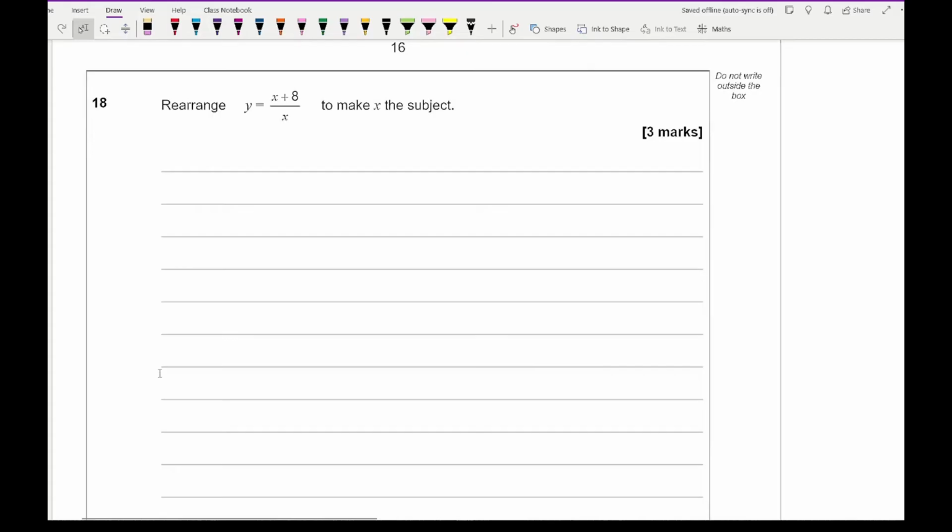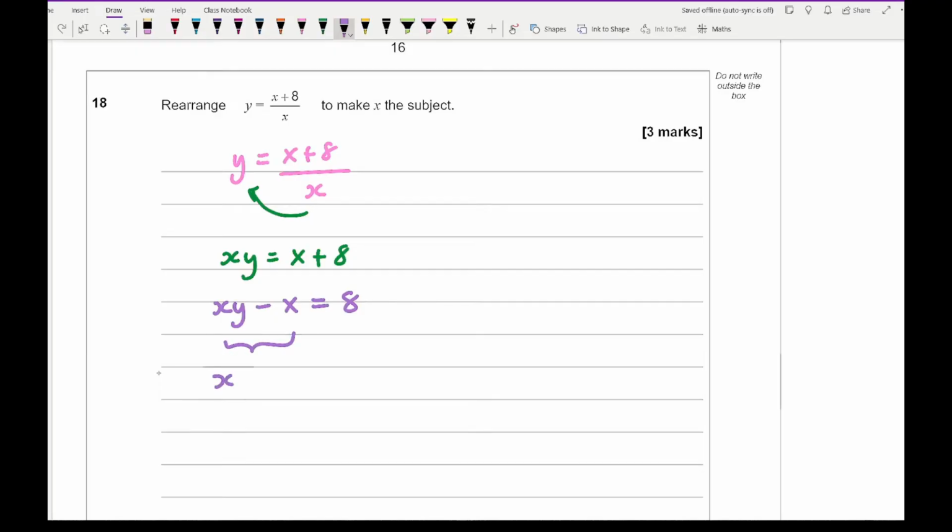Moving on to question 18, it says rearrange, and we've got y equals x plus 8 over x. If I just write down the expression first, the first thing we need to do is get rid of the fraction, so I take the x over to the other side, so I've got xy equals x plus 8. Now because we want to make x the subject, we want x all on one side, everything else on the other. So I've got xy minus x equals 8. Then I factorise this, so I've got x times y minus 1 equals 8, and I'm going to take the bracket over to the other side, leaving me with 8 over y minus 1.